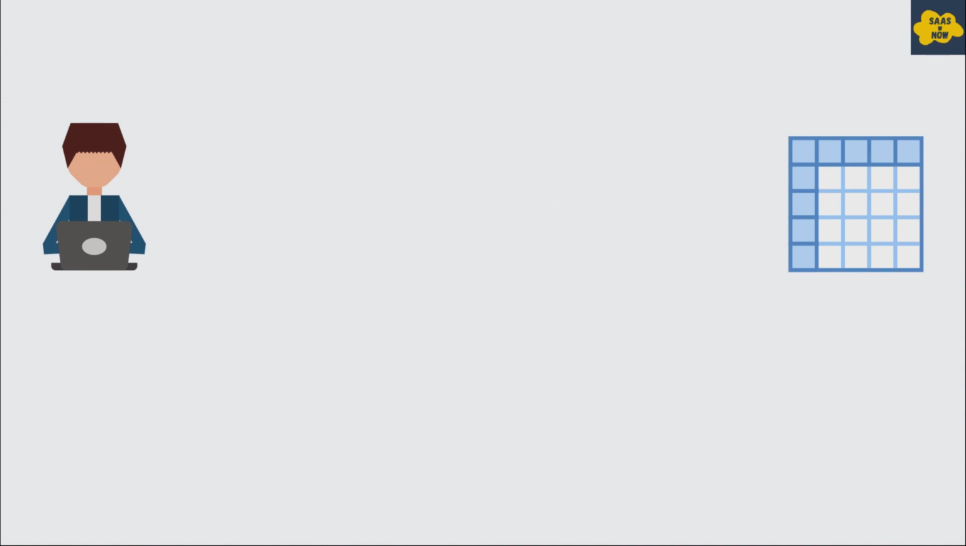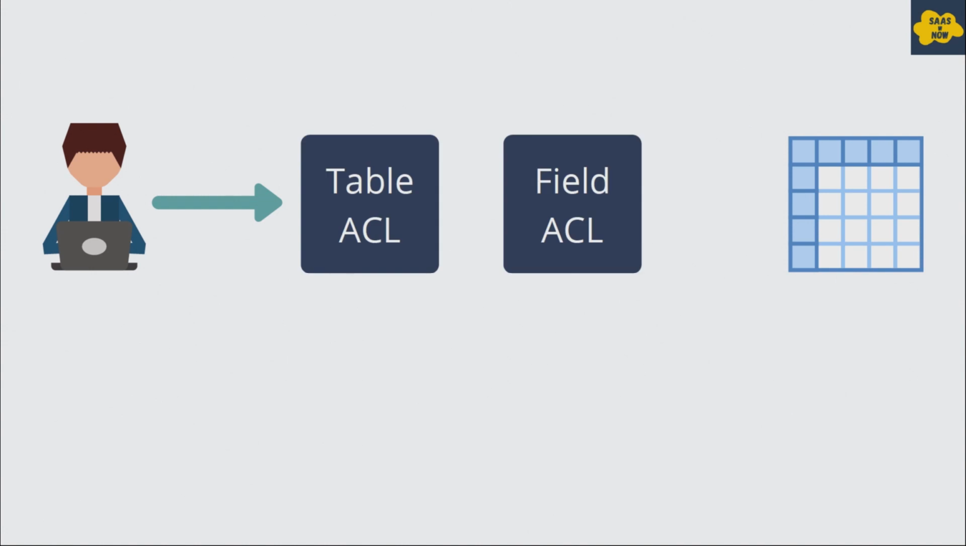also applied in sequence. So let's say when any particular user wants to interact with the table, it means he wants to access the records of any particular table. Now in that case, the system looks for table and field ACLs which are created for that particular table which the user is trying to access. Now if both are passing, then the user should be able to access records of that particular table.